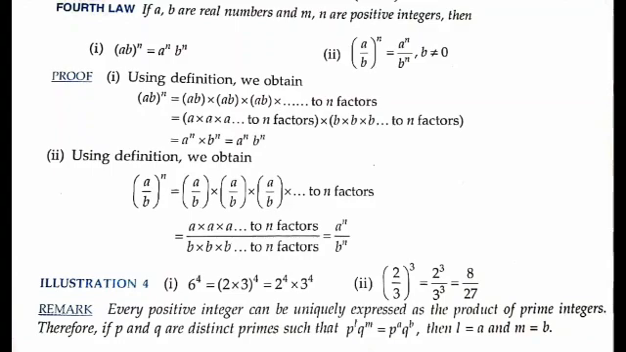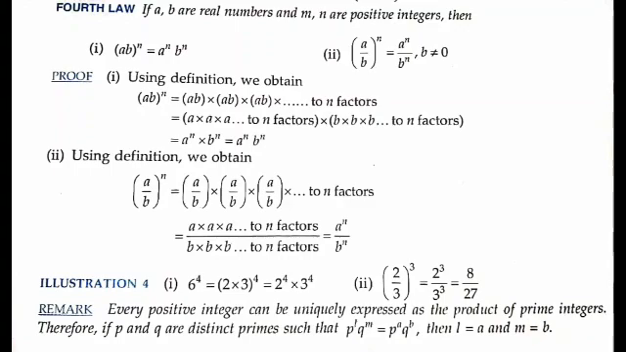In the first, I have (a into b) whole to the power n. So it can be given as ab into ab into ab for how many times? n times. Separating each, we can also write a into a n number of times and b into b n number of times. That is, collectively we can write a to the power n into b to the power n.